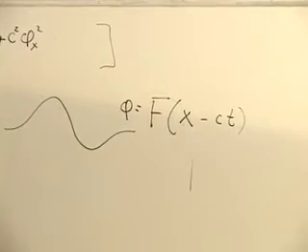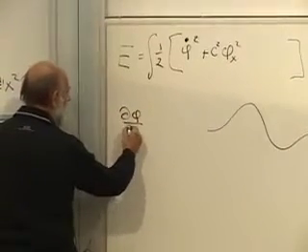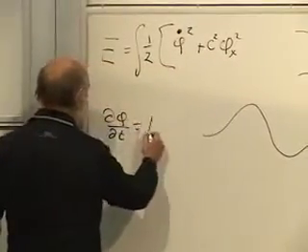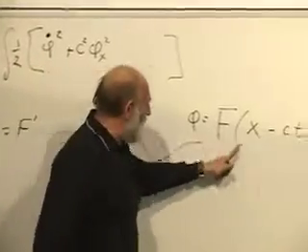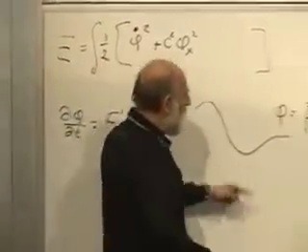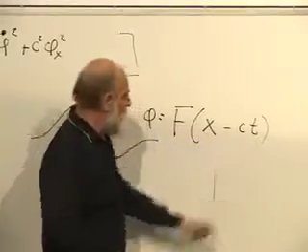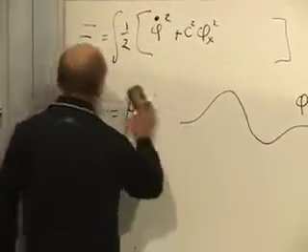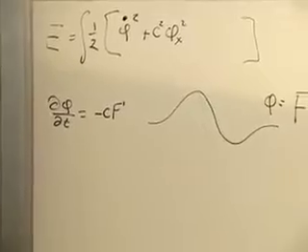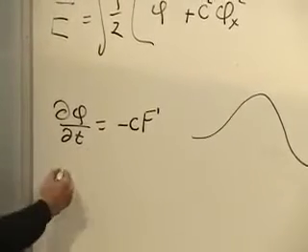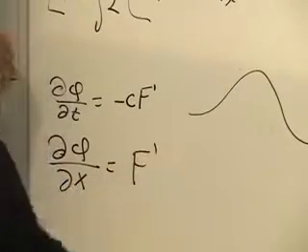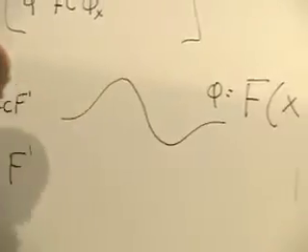So what is phi dot? d phi by dt. That's the derivative of f with respect to its argument. Shall we just call that f prime? f prime means the derivative of f with respect to what's inside its argument, times the derivative of the argument with respect to t. That's minus c. So it's minus c times f prime. That's the derivative of phi with respect to t. And the derivative of phi with respect to x, that's just f prime. Differentiation with respect to x just gives f prime.